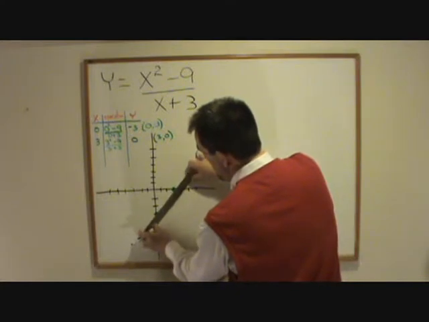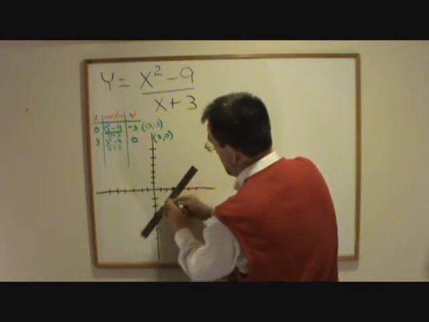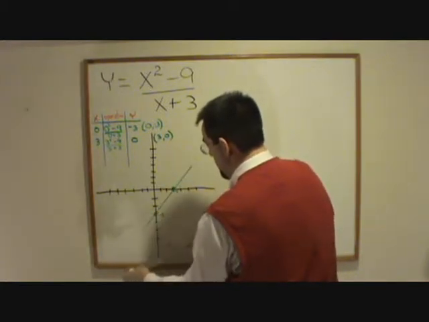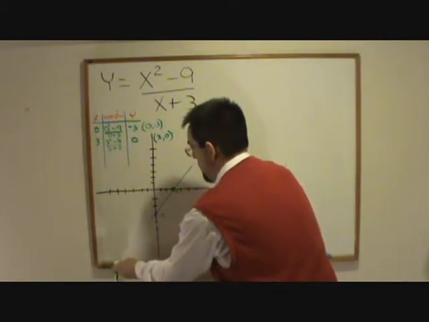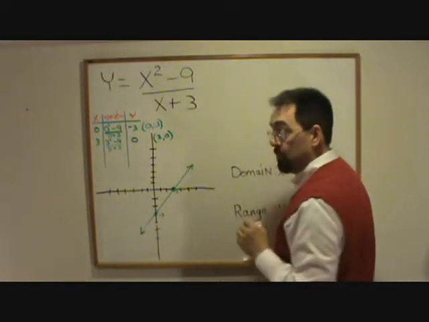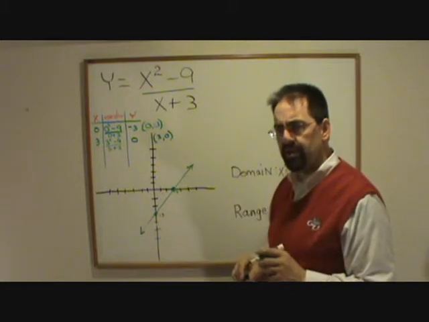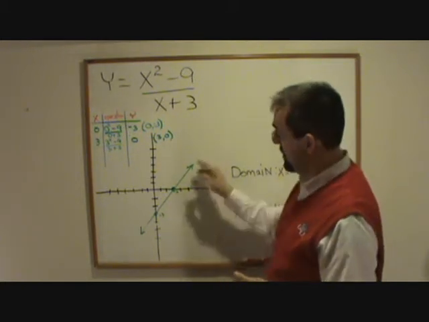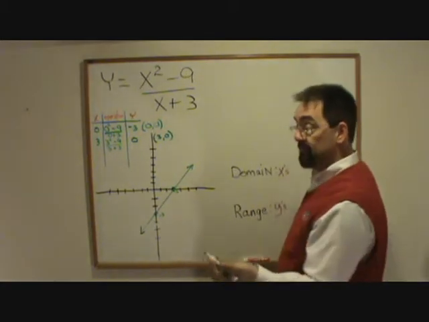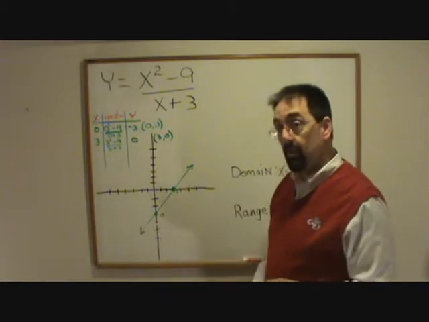Take our ruler and sketch our line. And we see that we actually have something linear. From this, we ended up with a linear equation. Wow, that's kind of strange. Well, if we were to write the domain and range for a line, we've seen that before. It's just all real numbers for the x's and all real numbers for the y's.